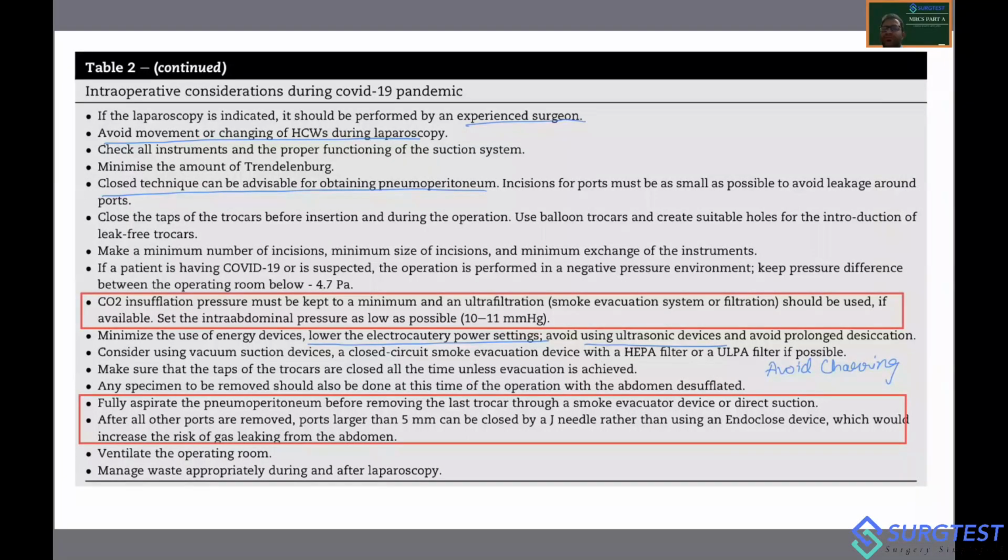After all ports are removed, ports larger than 5 mm should be closed with a J needle rather than an endoclose device, which increases the risk of gas leaking. Anyway, most Indians don't use an endoclose device. Try to close the fascia so that gas doesn't leak from the abdomen. Ventilate the operating room and manage waste appropriately.